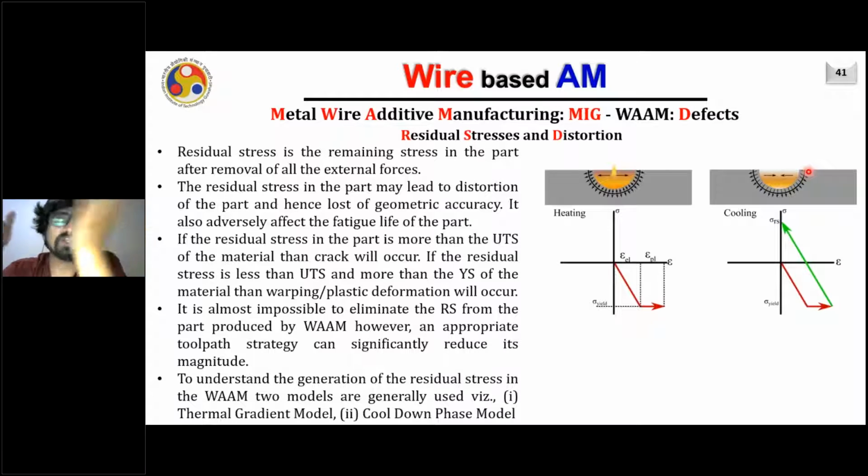Like I already mentioned, if the residual stresses are higher than the UTS, it may end up cracking the object, and if it is higher than yield strength but less than the UTS, then it will lead to some warpage or permanent distortion in the part. If it is less than yield strength, no issues, it will come back, because you know that, right? There will not be any permanent distortion. Any doubts? Okay.